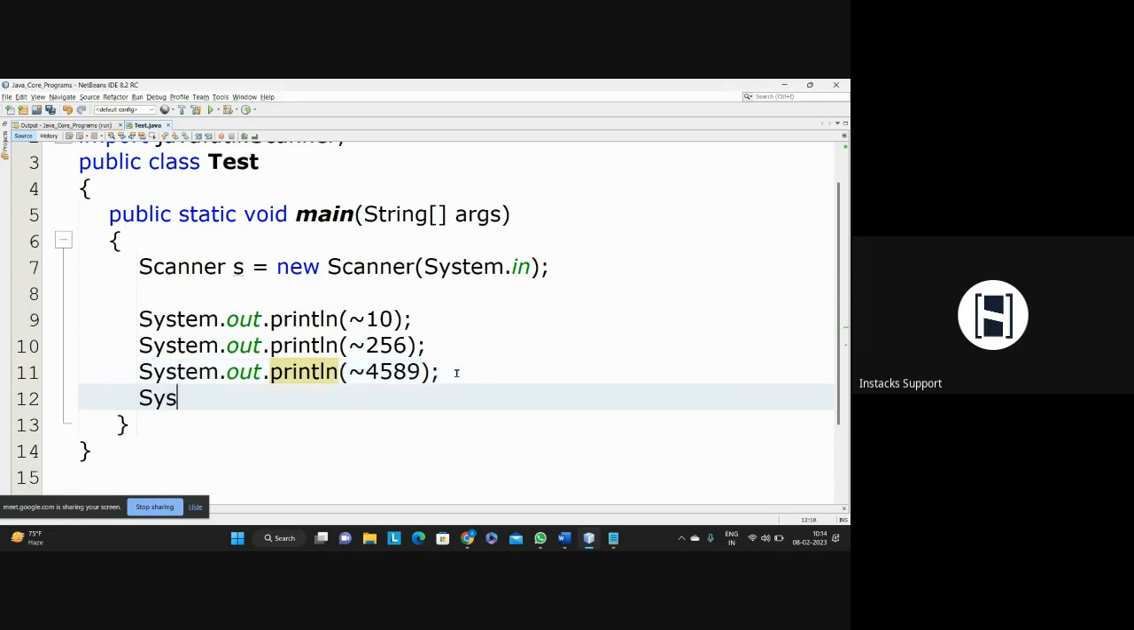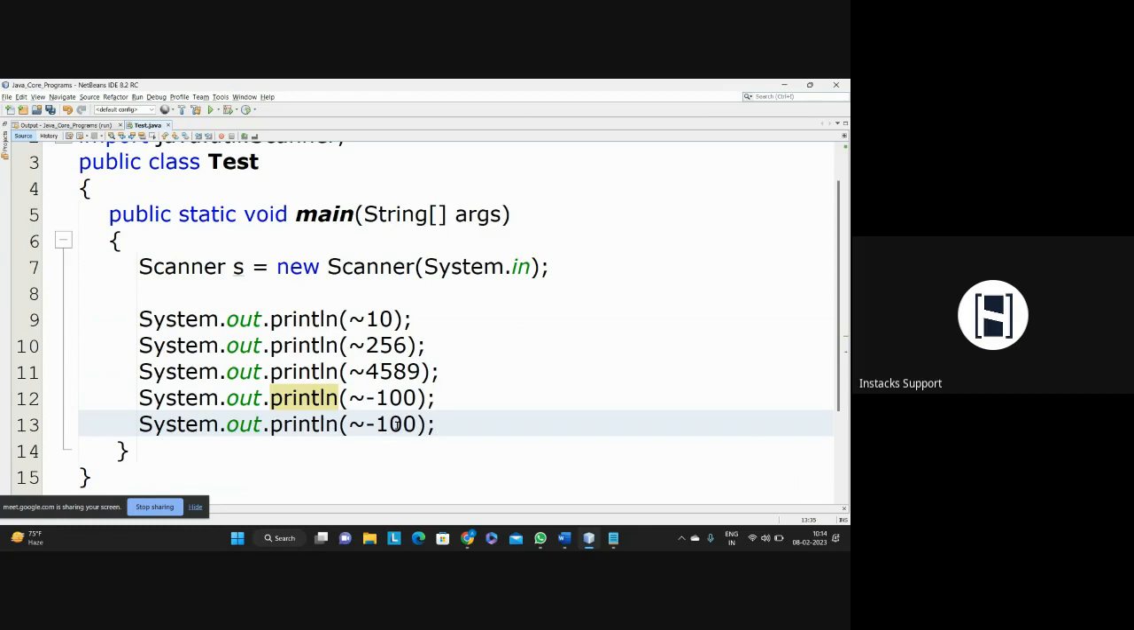Now, let us try out the other one. What if the given number is negative? Complement of minus 100. See what I'm doing? I'm giving a negative number, so minus 10. Okay, so I have complement of positive numbers also, and I can do the complement operator for a negative number also.